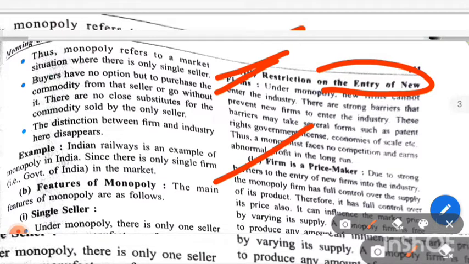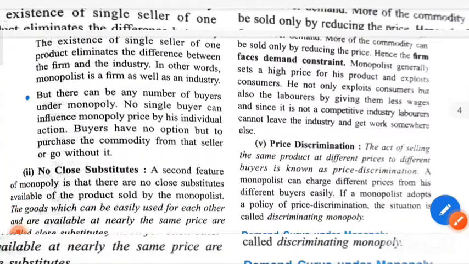And the fourth one is that they are the price maker. No doubt they are the only one in the market, so they have full control of the market. Whatever price they want to charge, they charge that price. So this is another feature of monopoly.